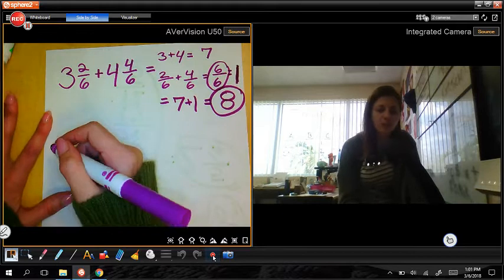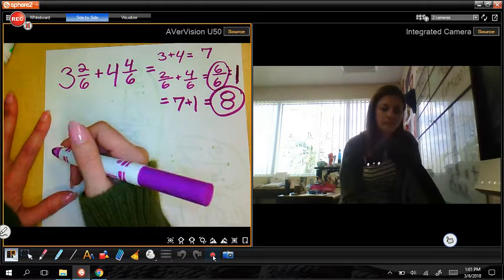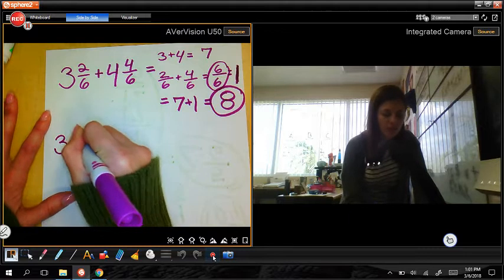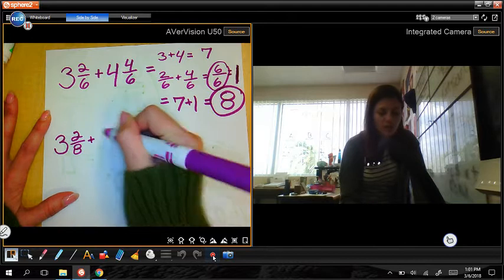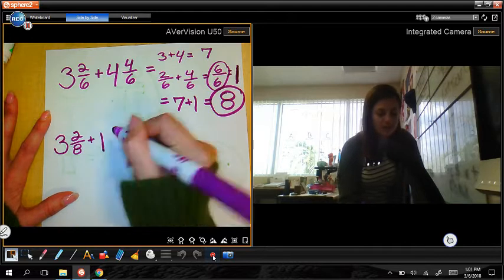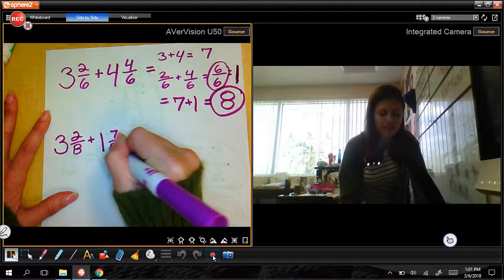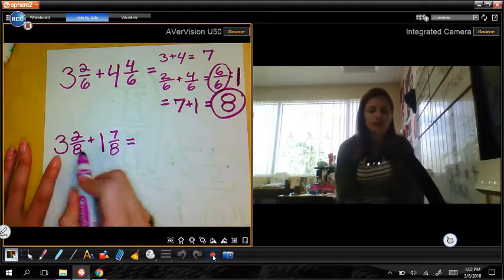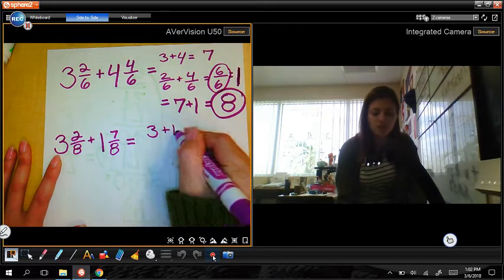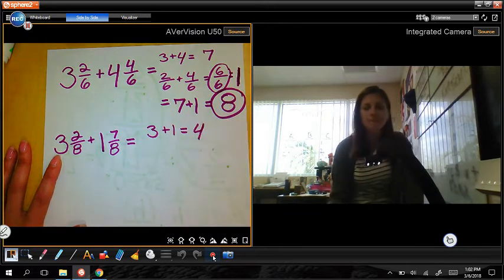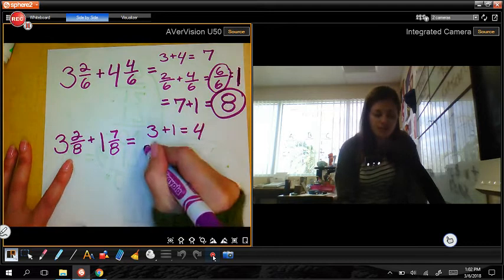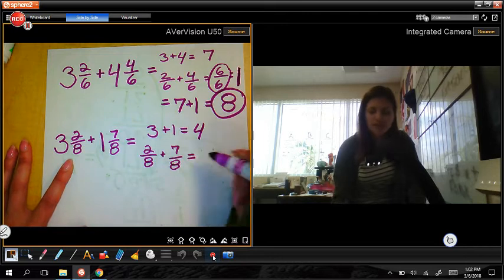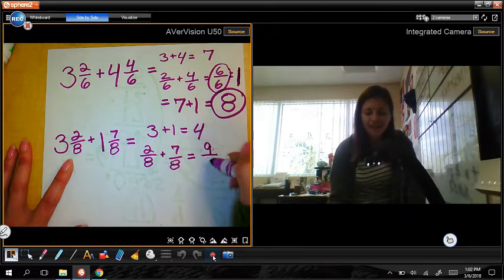Let's try another one. Let's say we are doing 3 and 2/8 plus 1 and 7/8. So here, we're adding our fractions the same way we've been doing. First, I'm going to add my whole numbers. 3 plus 1, that's going to give me 4. Then I'm going to add my fractions. 2 over 8 plus 7 over 8. That's going to give me 9 over 8.